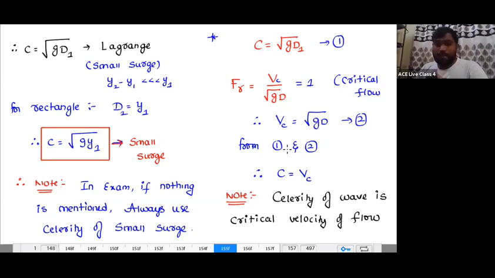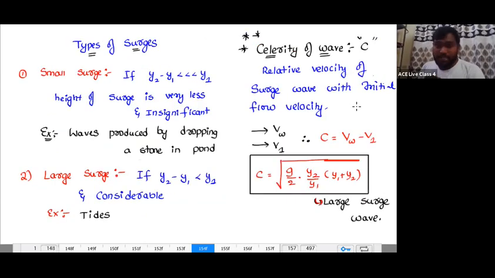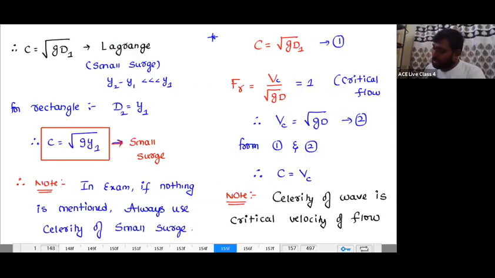So now this is about the celerity. What is celerity? That's the relative velocity of the surge with initial flow velocity. And what is that? Root of G by 2 into Y2 by Y1 into Y1 plus Y2. And for the small surge, root of G D1. If they don't mention anything, you always go with the small surge only. And you know this is root of GD1, right, from the Lagranges. Okay. So you know that for the critical flow, Froude number is equals to 1. And whenever I say Froude number 1, then VC is nothing but root GD. From 1 and 2, I can say the critical flow velocity is nothing but the celerity of the wave.